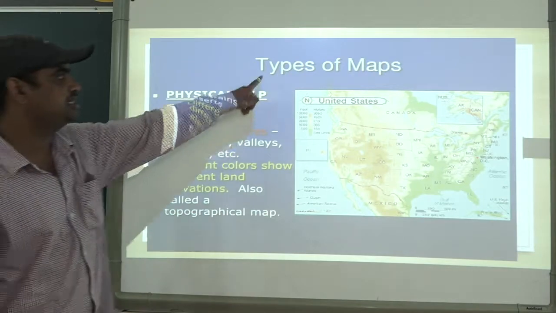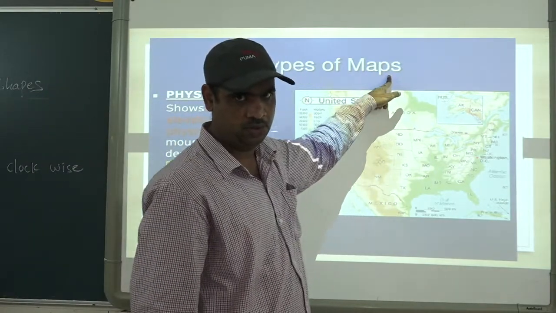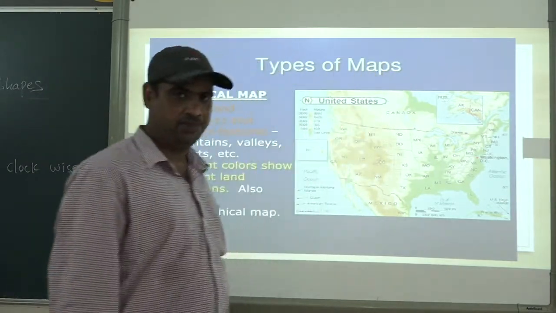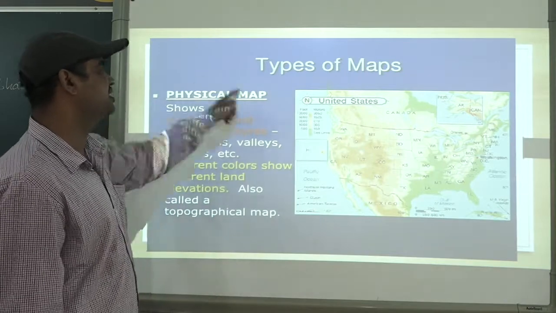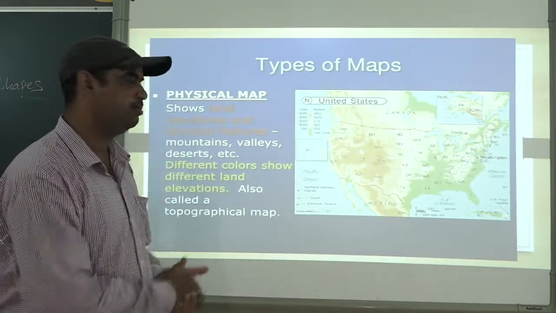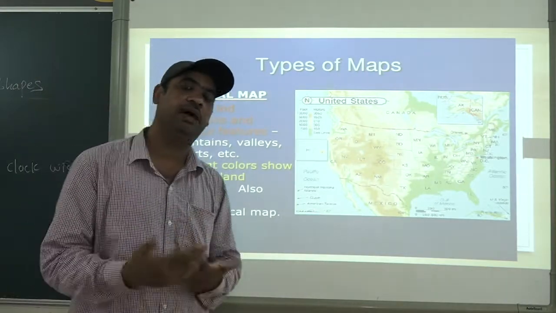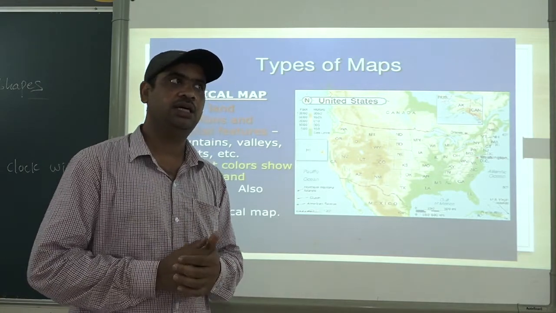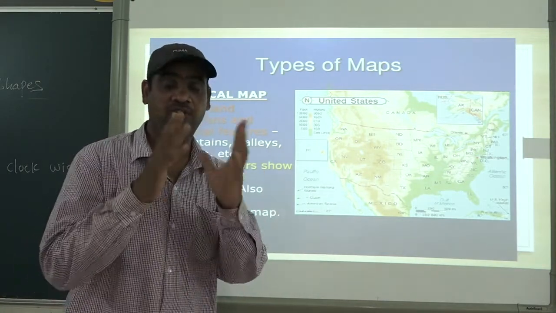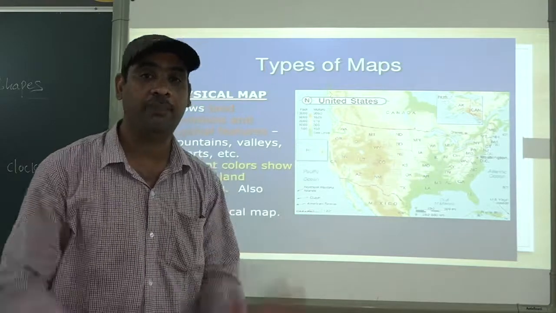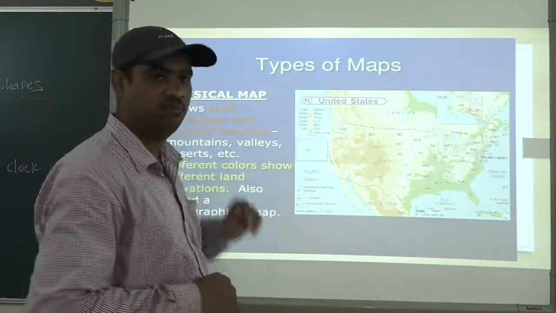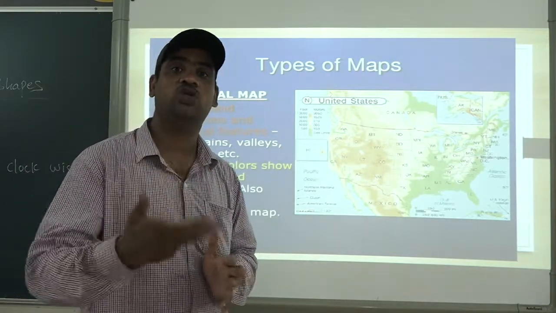Then the next point is types of map. What is that? Types of maps. So the first type of map is the physical map. So what is a physical map? Physical is a natural map. For example, the landforms. If you want to show a landform on the map, you can use a physical map. Landforms are shown on a physical map.